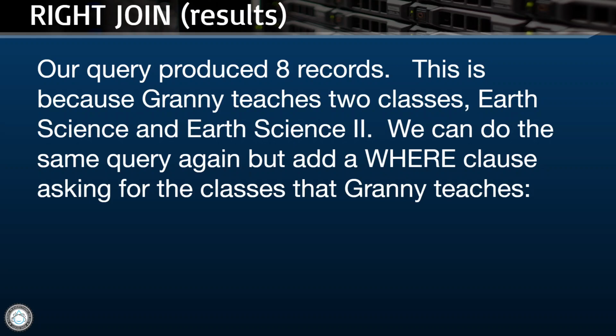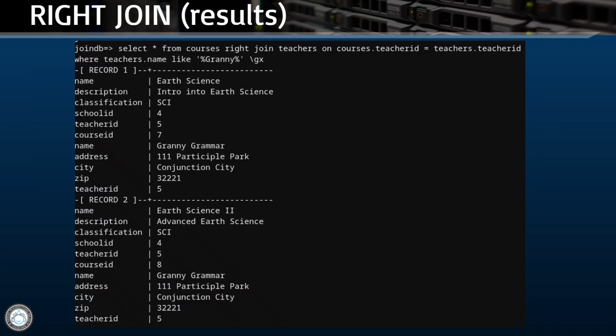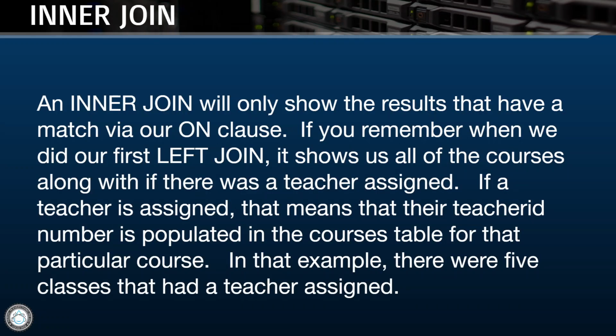Let's do the same query again, and this time we only want to see the classes that Granny teaches. And to do that, we're going to do our where clause like we've done before. And if we look at the query, it's exactly the same that we did before, but this time in our where clause, we're only interested in the results where the teacher's name is like Granny. And here's the 2 classes that we saw before. Granny teaches Earth Science and Earth Science 2.